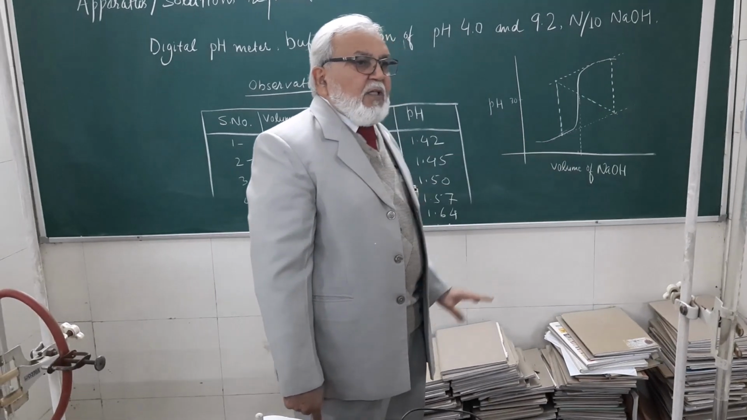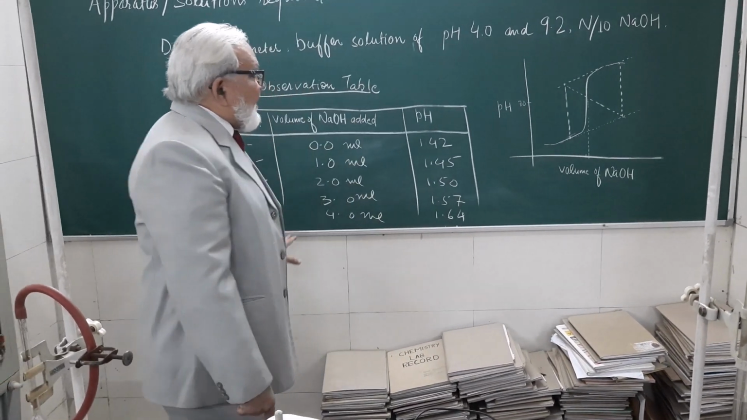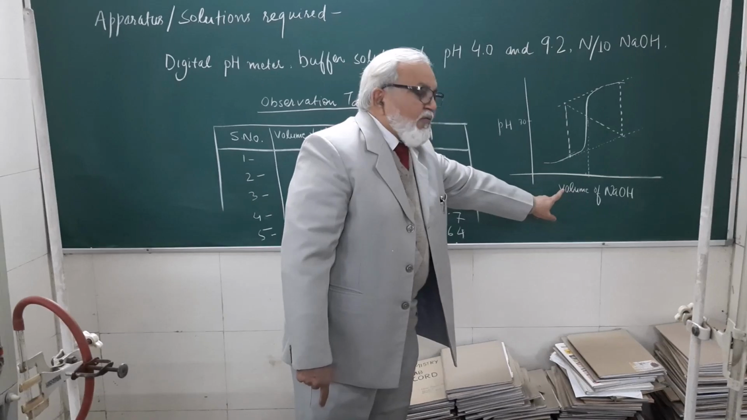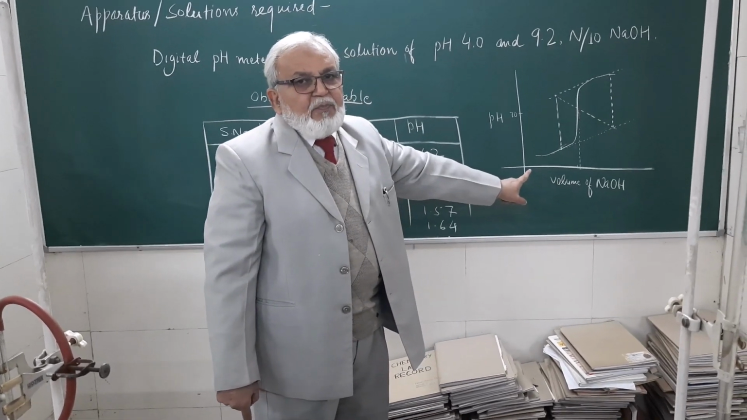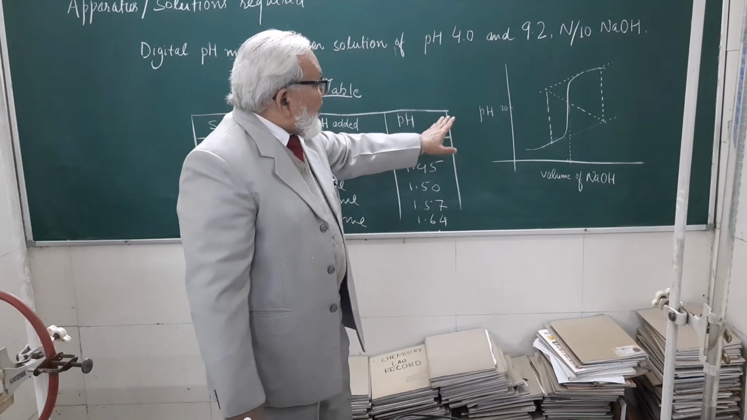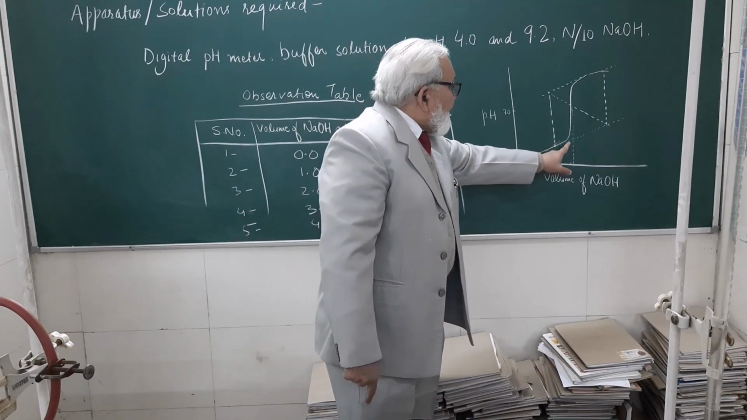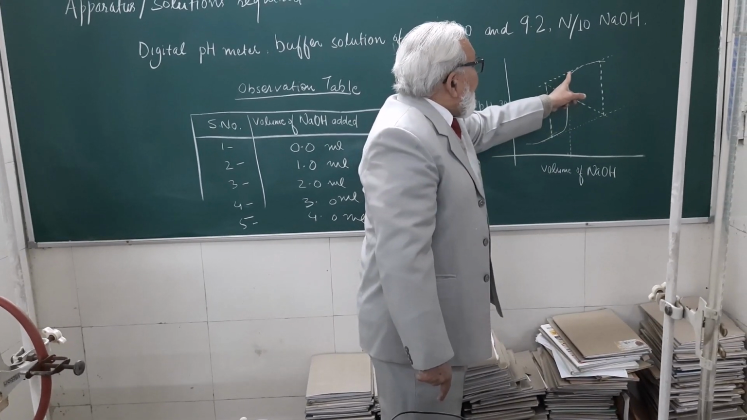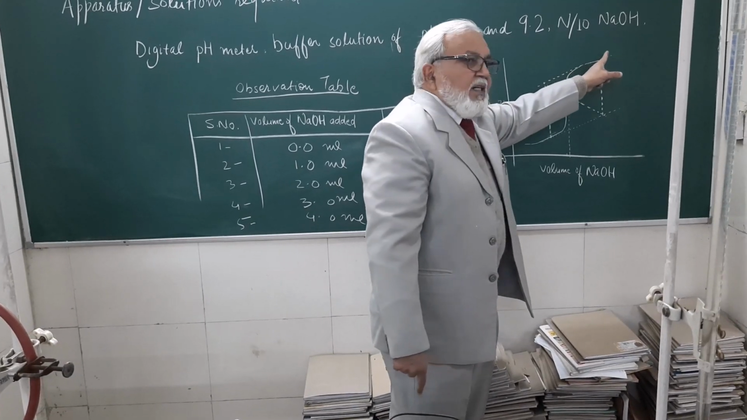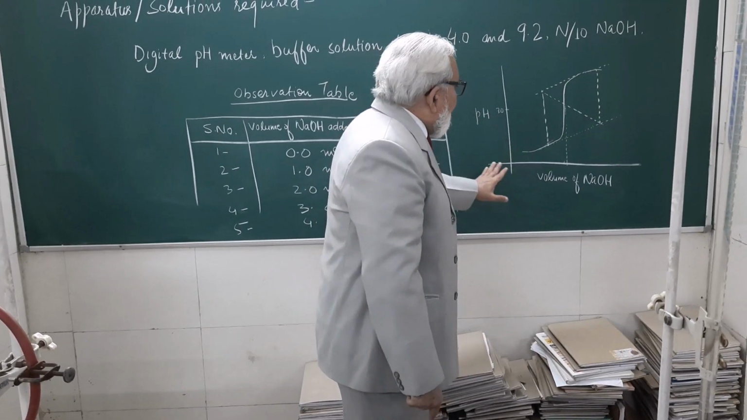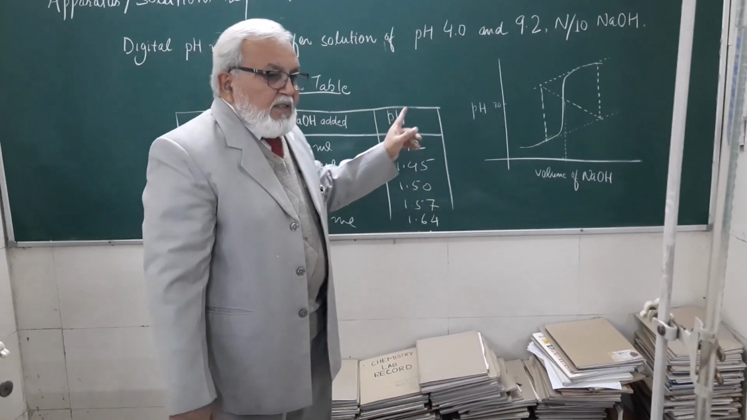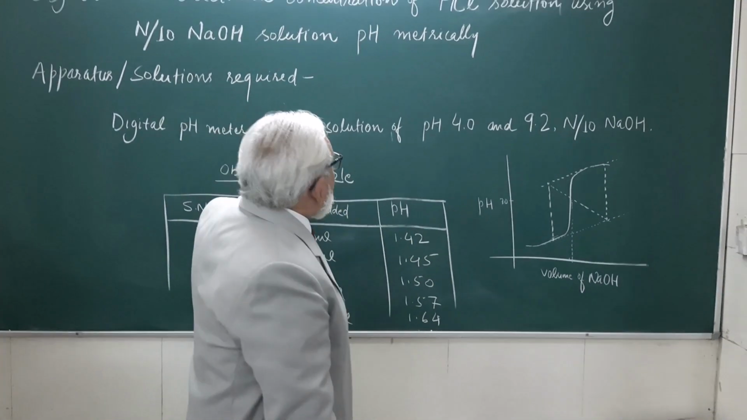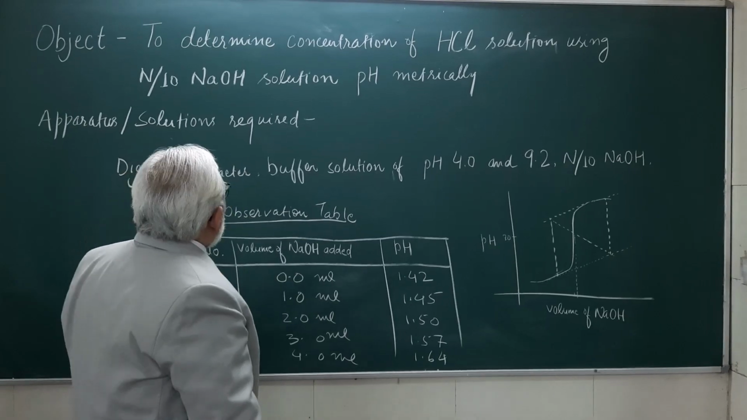It will rise slowly, and from these readings you make a curve of pH versus volume of NaOH added. The curve will be of this type. You can see that initially the pH rises slowly, nearing the end point it rises sharply, and reaching the basic medium it again rises slowly. So this is the type of curve in this titration, where we are determining the concentration of this HCl solution.